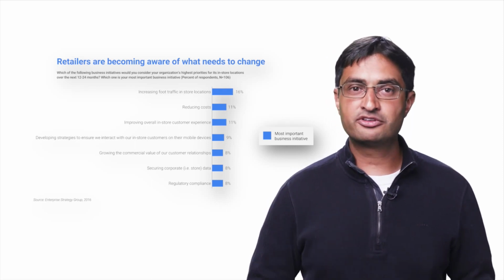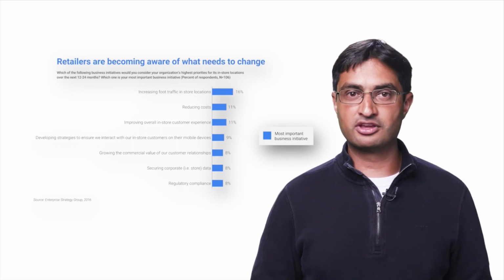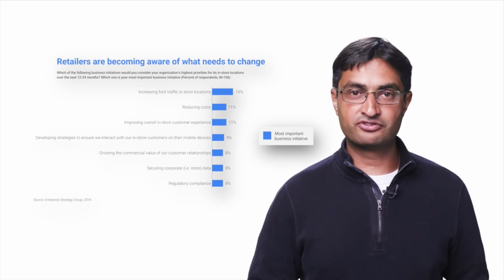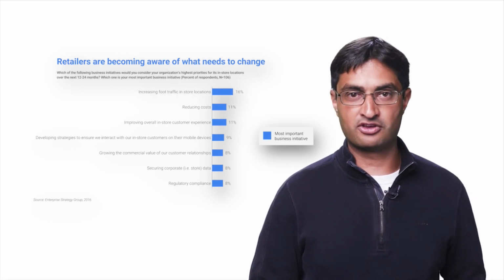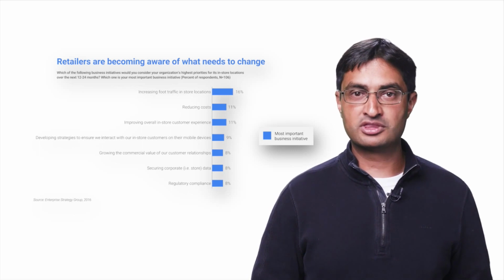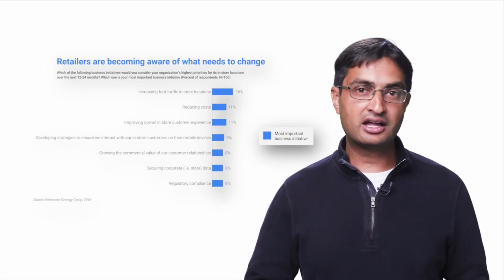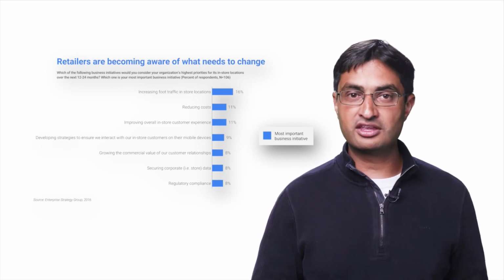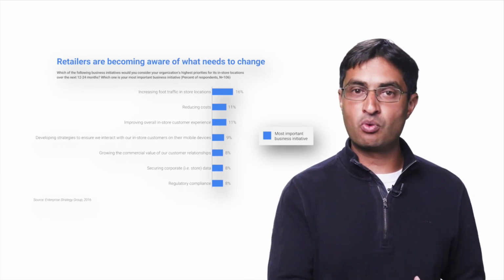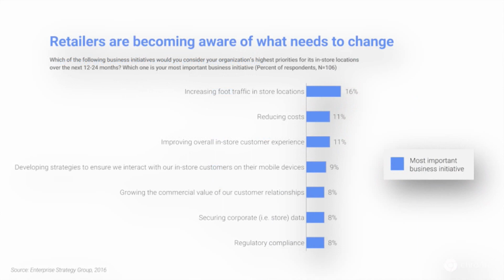So retailers are becoming aware of what they need to change. And I want to focus you on the top 3 things here as people are thinking about this. One is, how do you increase foot traffic in your store locations? And how do you make sure that people that are walking in are getting what they need? The second thing is, how do you reduce cost? And then the third thing is improving that overall in-store customer experience such that the people that are walking in are actually buying things, and you have a much higher conversion rate.